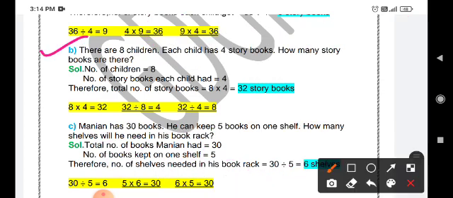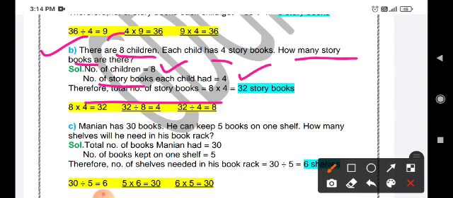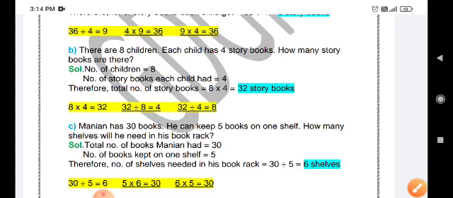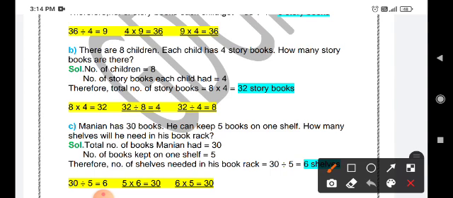Now, let us learn how to write the statement. You will write: number of children is 8, number of storybooks each child has is 4. Total number of storybooks is 8 multiplied by 4. How many is a clue word for multiplication. So 8 fours are 32. Now we have got the multiplication fact as 8 fours are 32.